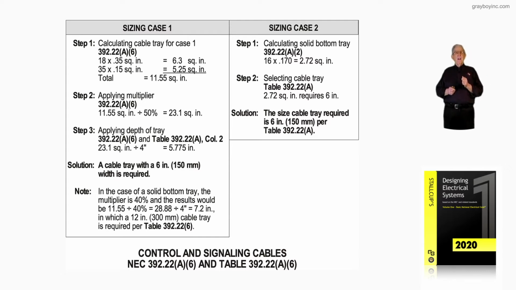Now we have 35 at 15.15 square inch area, and we do the math, it's 5.25. So the total of step 1 is 11.55 square inch area. Now, applying the multiplier of 392.22(A)(6), we would take 11.56 square inch area, do the math of 50%, we come up with 23.1 square inch area.